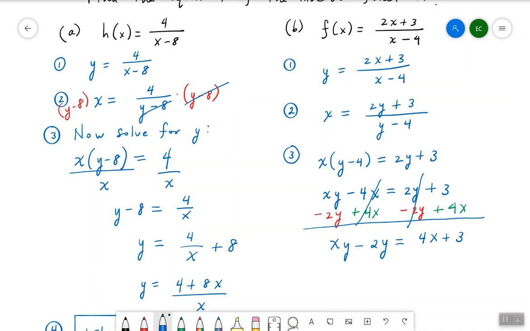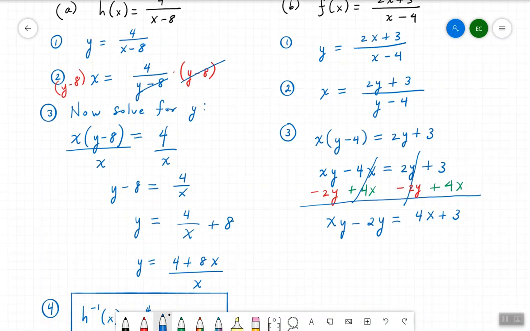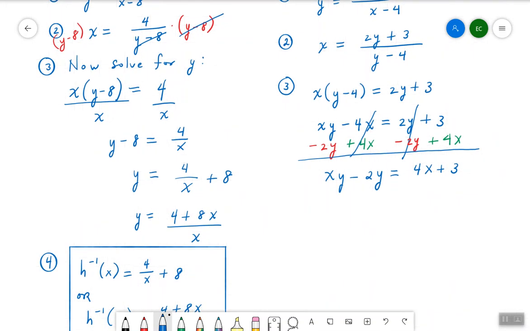And then there's another real good step. How are we going to get y by itself? The key now is to go ahead and factor out the y. So y times x minus 2. Common factor of y in both terms needs to come out in front. What's left over is x minus 2. And then on the other side, we just have 4x plus 3.